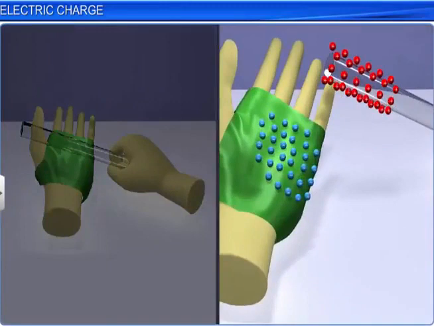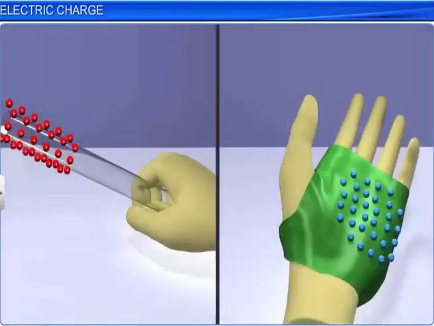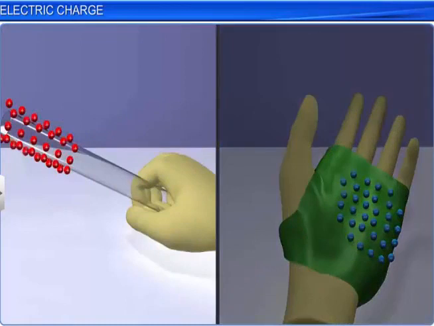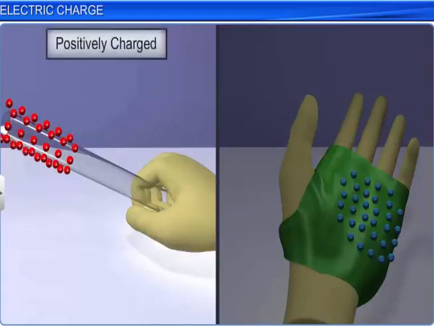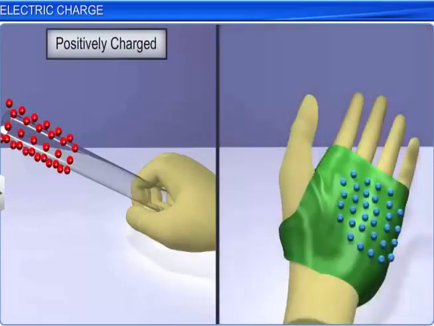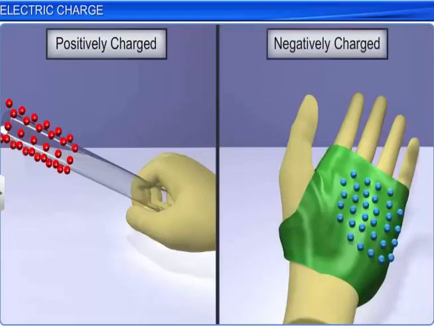The material that lost electrons now has a deficit of electrons and hence becomes positively charged. And the one that gained electrons becomes negatively charged. In this case, the glass rod lost electrons and became positively charged, and silk gained those electrons and became negatively charged.